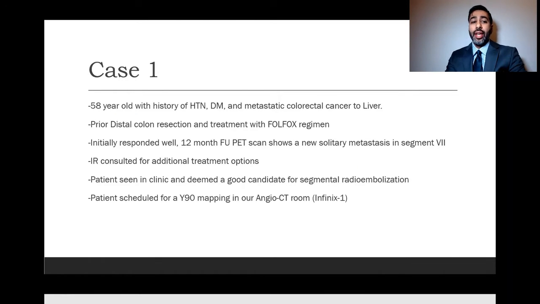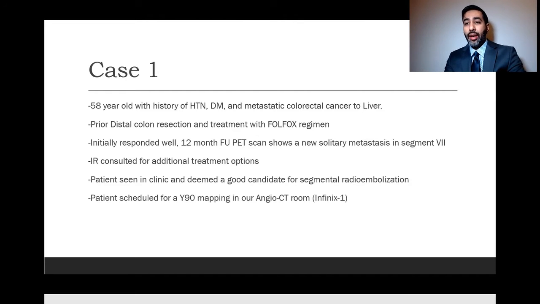Pretty straightforward case here. We have a 58-year-old male with a history of hypertension, diabetes, and metastatic colorectal cancer to liver. Prior distal colon resection with treatment with FOLFOX regimen. Patient initially responded very well. On a 12-month follow-up PET scan, there was evidence of progression of disease, new solitary metastases within hepatic segment 7, kind of posterior upper right hepatic lobe. IR was consulted for additional treatment options.